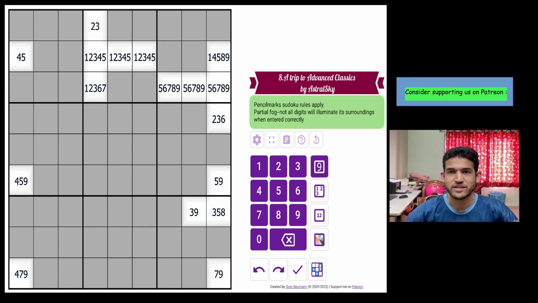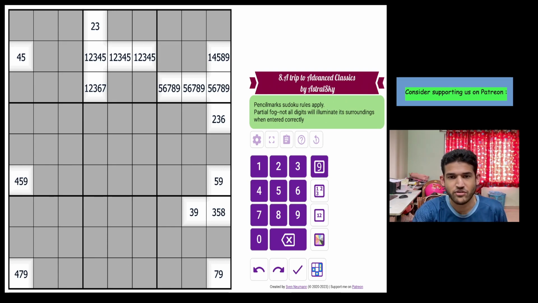I'm here to solve a Sudoku created by Astralsky. It is called A Trip to Advanced Classics, and you can say it's a fog covered variant. The rules are pencil mark Sudoku rules apply. Apart from that, partial fog, not all digits will eliminate its surroundings when entered correctly.